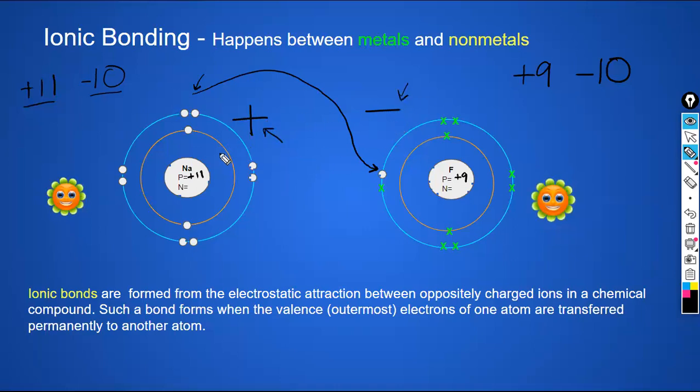Which one is the cation? Remember, ions are atoms that have an overall charge now. Which one is the cation? Sodium is the cation because it has an overall positive charge. And the fluorine, because it has an overall negative charge, is the anion. Remember, anions have a negative charge and cations have a positive charge.